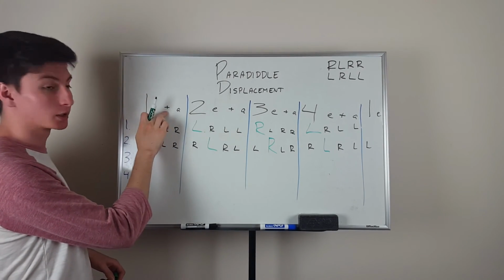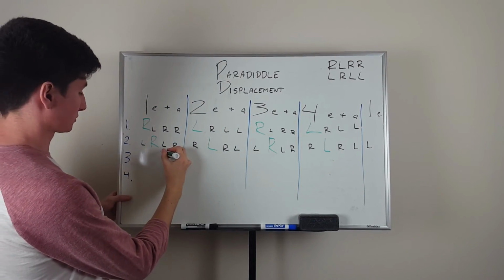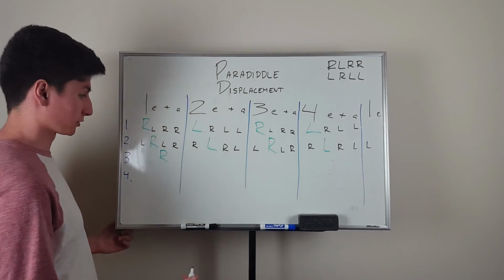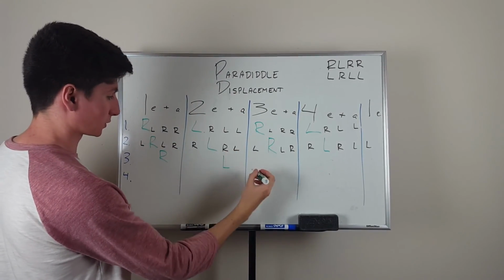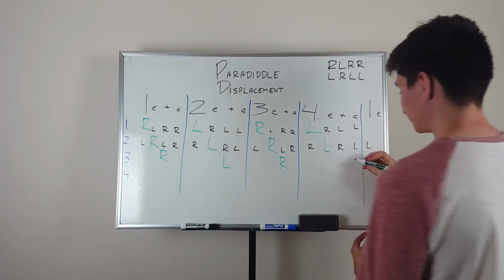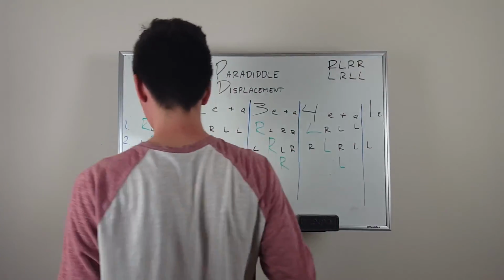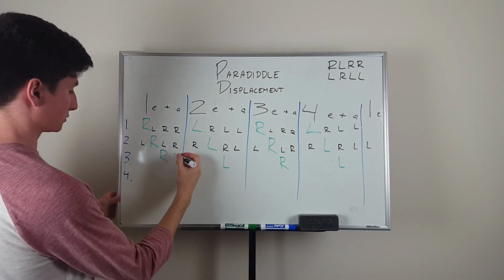Paradiddle 3 lands on the and. That's where our accent lands. So, right goes there, left goes there, right goes there, and the left is there. Let's fill in the blanks.